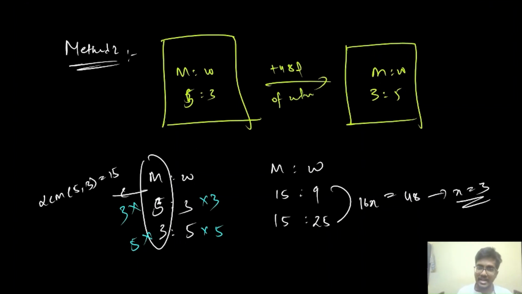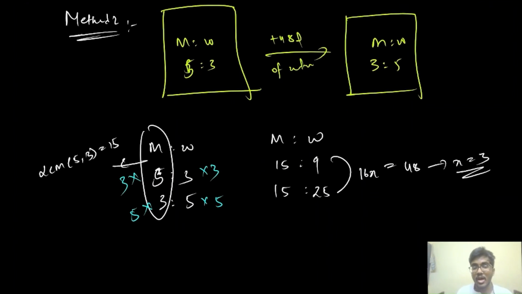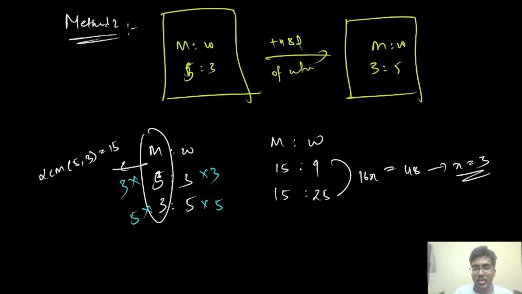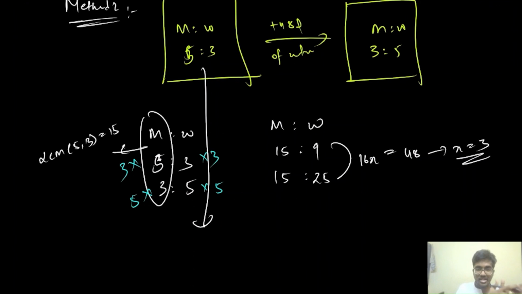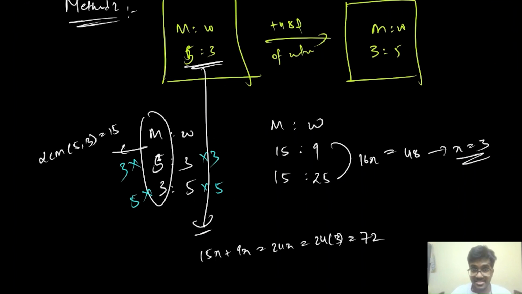Now what is the question they're asking? They're asking us to find the original quantity. How do you find the original quantity? In this particular second box, from the first you have removed 48 liters of mixture, and then you have got a second box, and from that you have added 48 liters of water, you got the third box. Now how do you get the quantity here? This is basically 15x plus 9x, that is equal to 24x. So this is 24 into 3, that is equal to 72, isn't it? So that is the quantity in the second box.